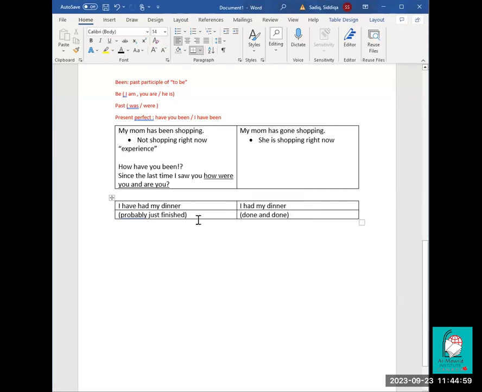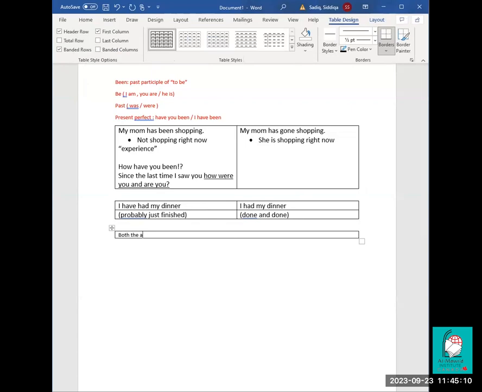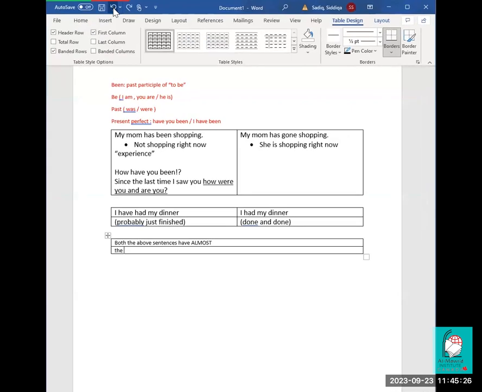This was a trick one. This was a very trick one. And my answer to the above would be this. I'm going to give you my answer. Both the above sentences have almost the same meaning. Okay, so almost means not exactly, right? I can't talk and type at the same time, I can't multitask. Really no difference.